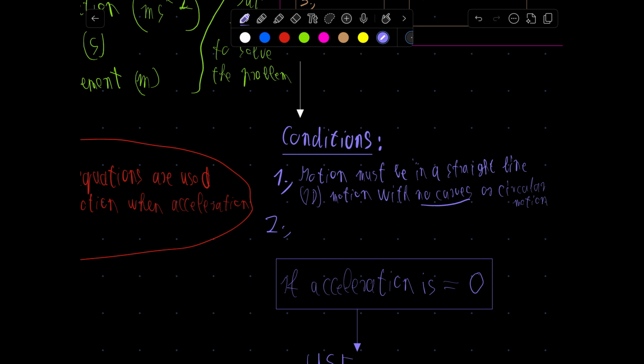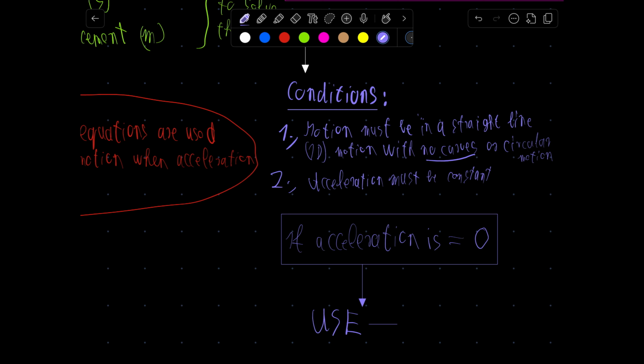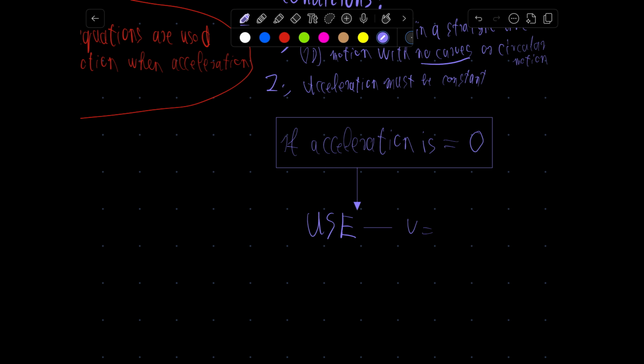Okay, the second one is that acceleration must be constant. And if acceleration is 0, use velocity equals displacement over time. So this equation does not involve acceleration and it's easier to use for constant velocity problems.